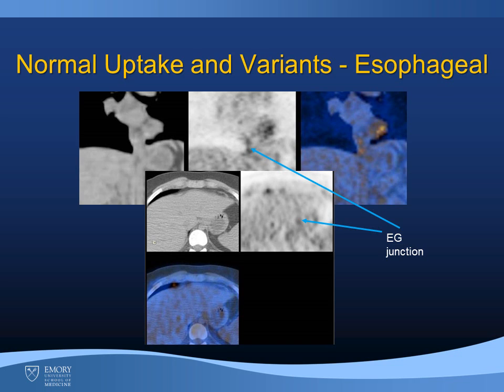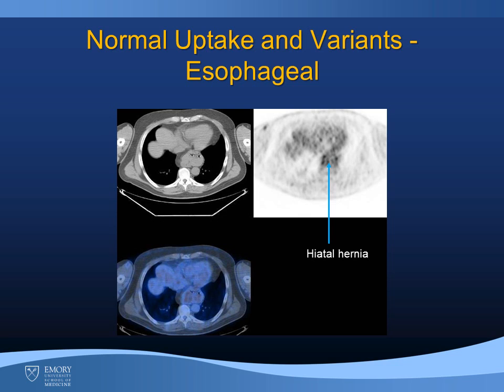Uptake at the GE junction is common at the lower esophageal sphincter as well. And uptake in a hiatal hernia, PET-CT is especially helpful in this regard.